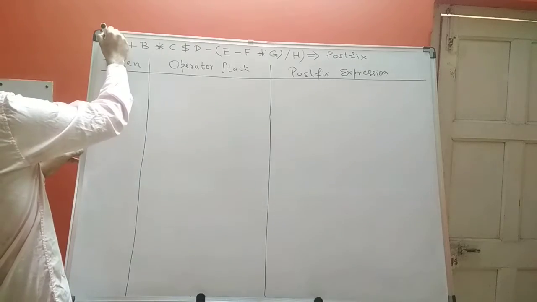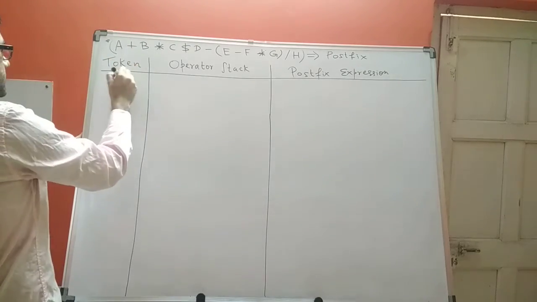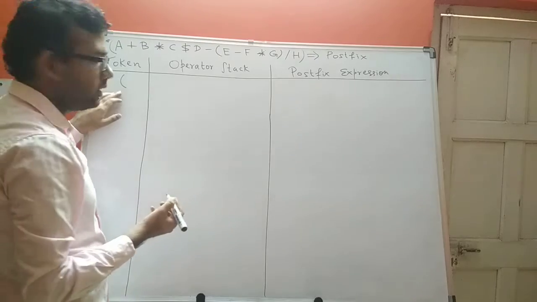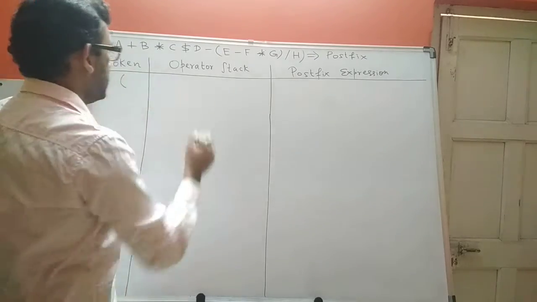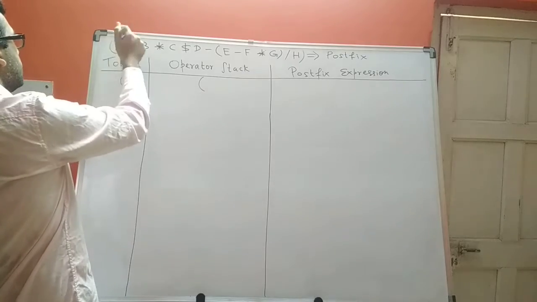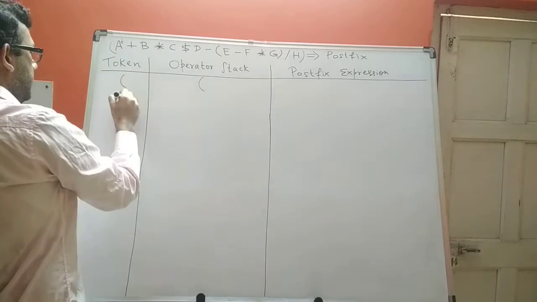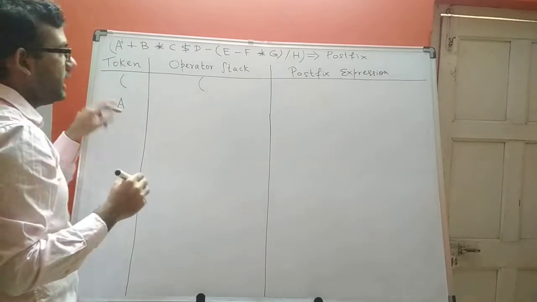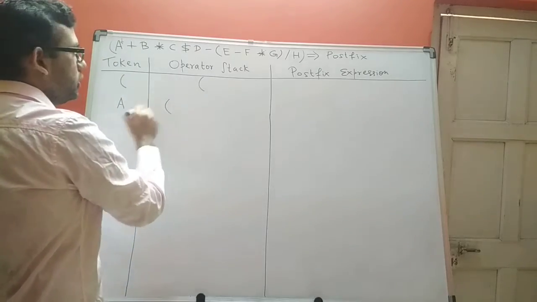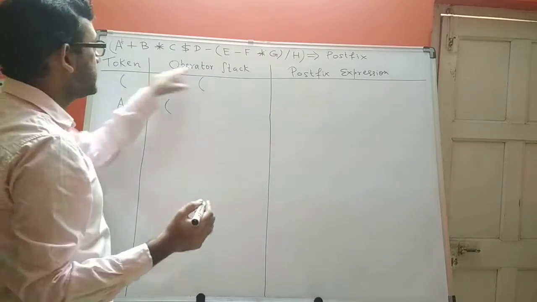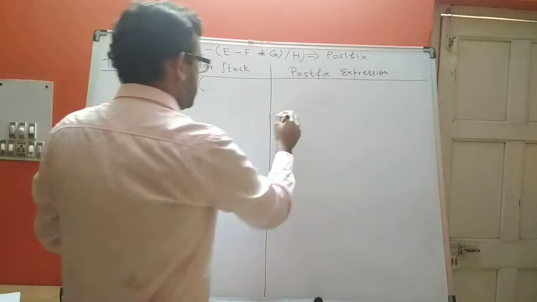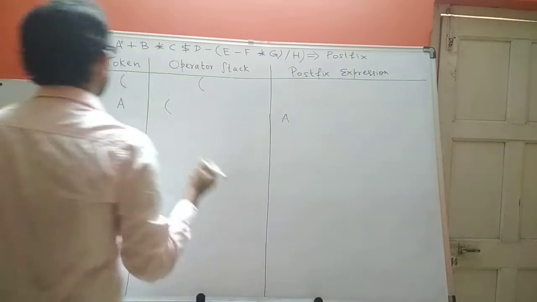So what is the first token? The first token is opening parentheses. So this is my first token. Now this is an operator. So since it is an operator, I'll push it onto the stack. So it goes onto the stack. My next token is A. Now what is A? A is an operand. Since A is an operand, I will not put it on the stack. Why? Because it is an operator stack. This stack will contain only operators. So A will directly go to the postfix expression.